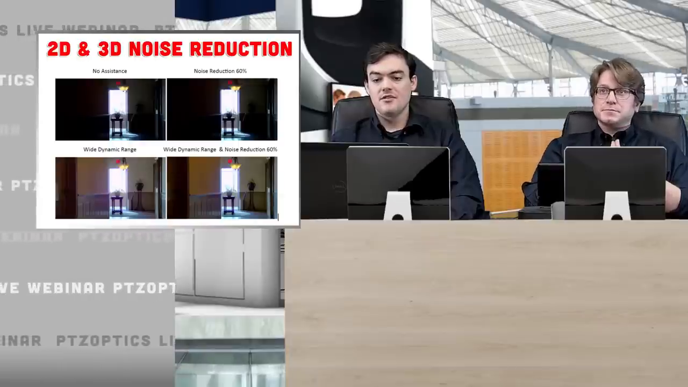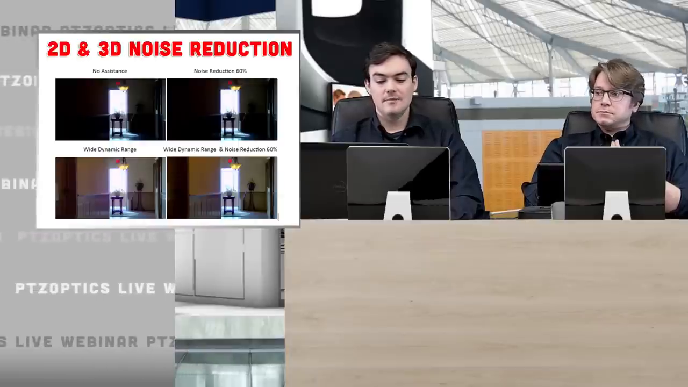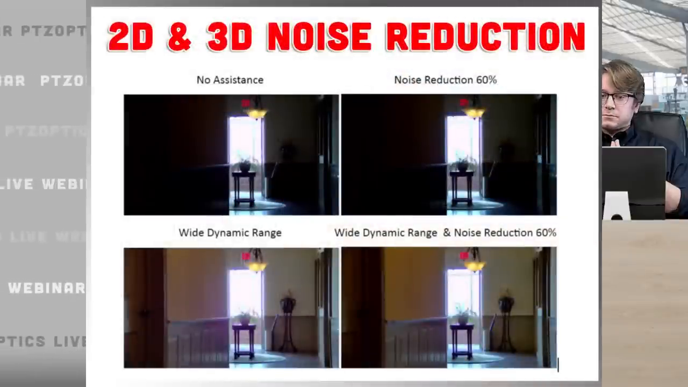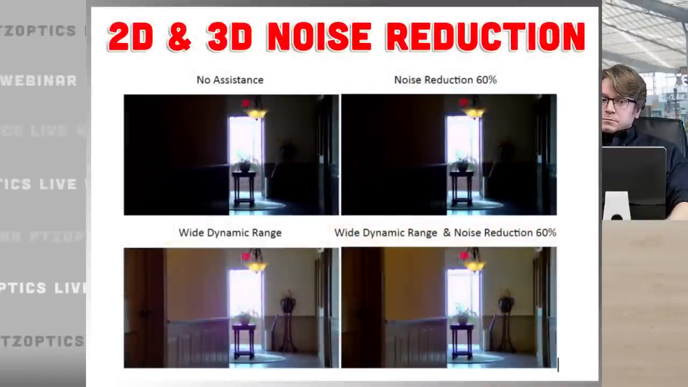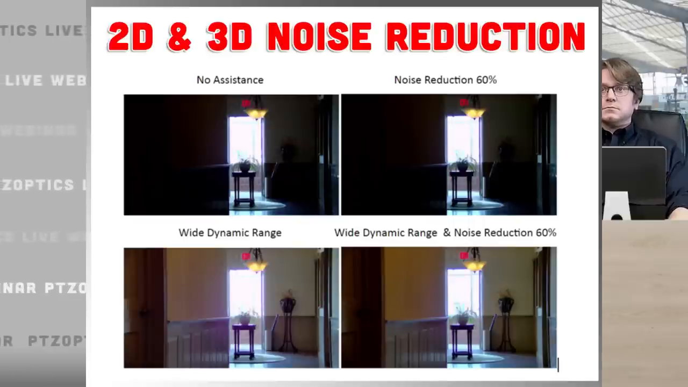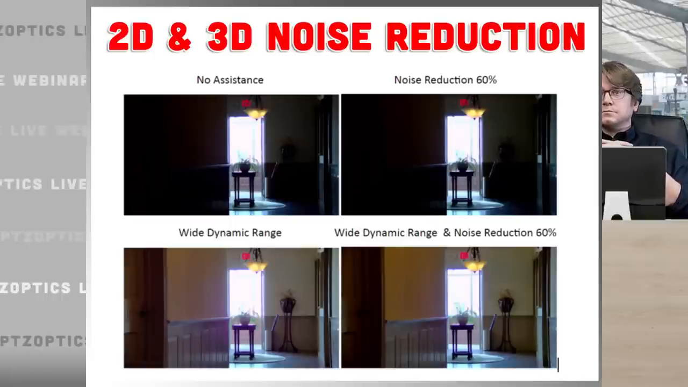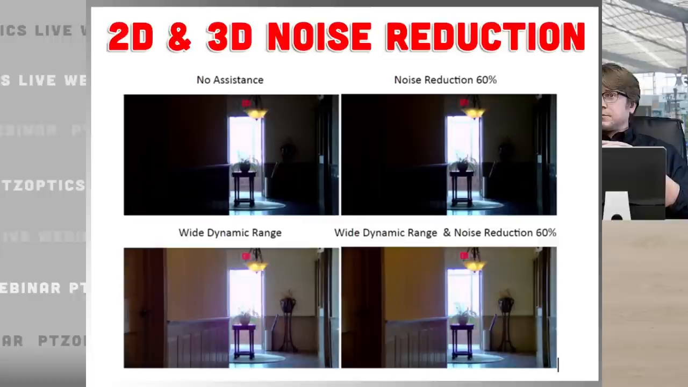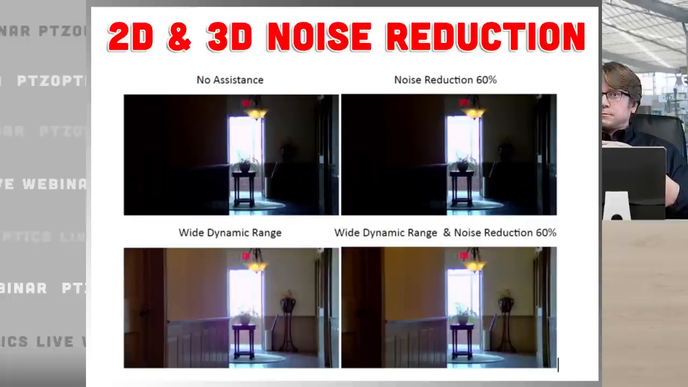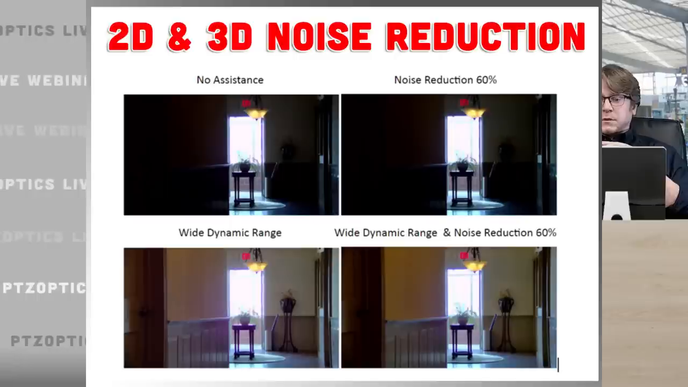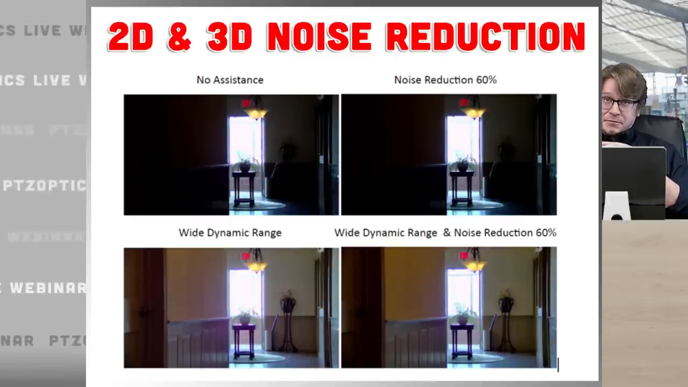What I'm going to do is take this 2D and 3D noise cancellation large here for a second, because what you can see is that where we started was that first top left. Then we added the noise reduction to about 60%. Then in the bottom left, we've added wide dynamic range. And then in the bottom right, we've added wide dynamic range with 60% noise reduction, and that's 2D and 3D noise reduction. I wish these pictures were a little better, a little larger, but you can see in the wood grain on the side and the paneling on the side that the noise cancellation with the wide dynamic range really is the best image.